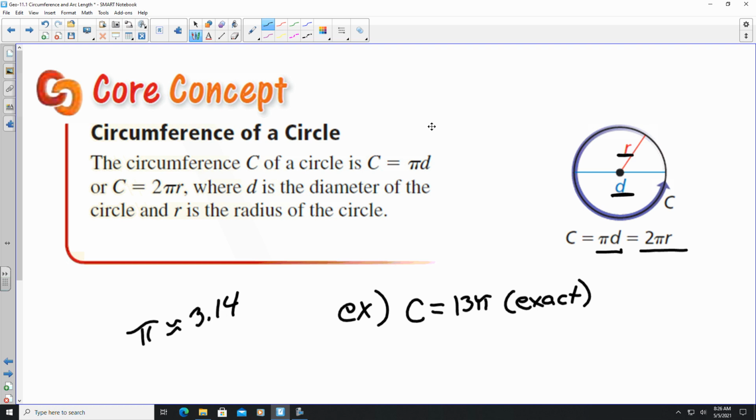If we were to take 13 times 3.14, we would say that the circumference is about 40.82. The 40.82 is an approximation because we approximated with our value of pi. So you need to be careful. Sometimes a problem may want the exact answer, or sometimes they may be asking for the approximation. Usually when they ask for approximation, they say, please round to the nearest tenth or nearest hundredth, in some form or fashion like that.